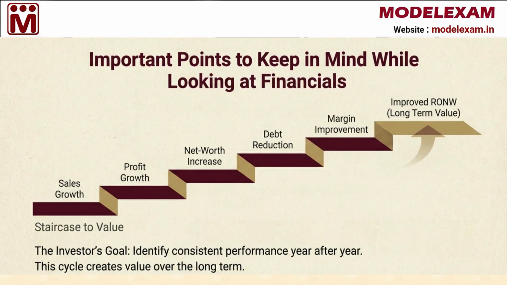Finally, let us look at the staircase to value. As an investor, your goal is to identify consistent performance year after year. It starts with sales growth. This should flow down to profit growth. That profit should accumulate to increase the net worth. A strong cash flow should lead to debt reduction. This efficiency leads to margin improvement. And finally, all of this results in an improved return on net worth or RONW. This cycle is what creates value over the long term.